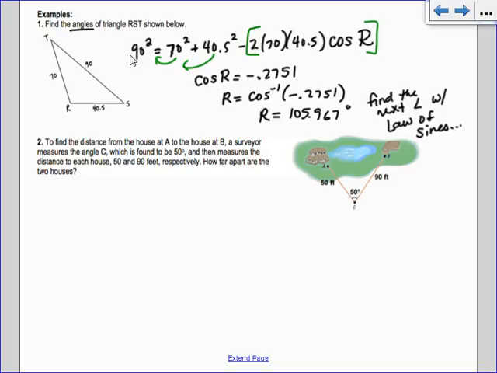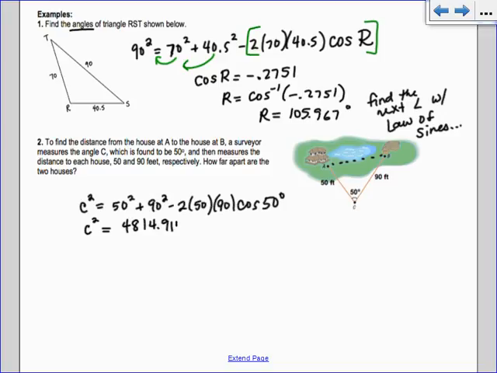So say we have this distance here. So we're going to set it up and say C squared equals 50 squared plus 90 squared minus 2 times 50 times 90 cosine of 50 degrees. And you can put all of this into your calculator all at once, so you'll get 4,814.9115. So when you take the square root, you get 69.390 feet. And that is your answer.